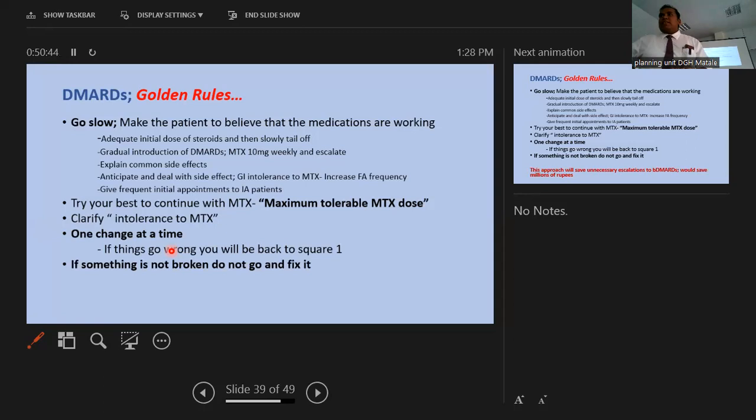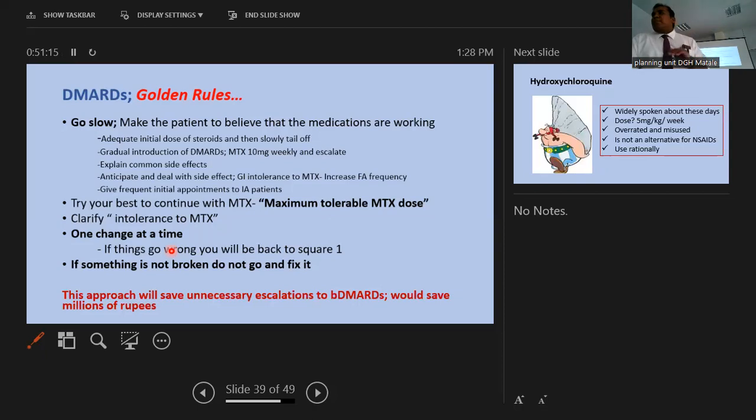The other cardinal thing is, if something is not broken, do not go and fix it. When you are treating, if the ESR is high but there are no joint symptoms, don't go on escalating the treatment to bring the ESR down. If the joint symptoms are perfectly all right, you can do an ultrasound scan and see whether there's active synovitis. If things look very nice, you can leave things alone.